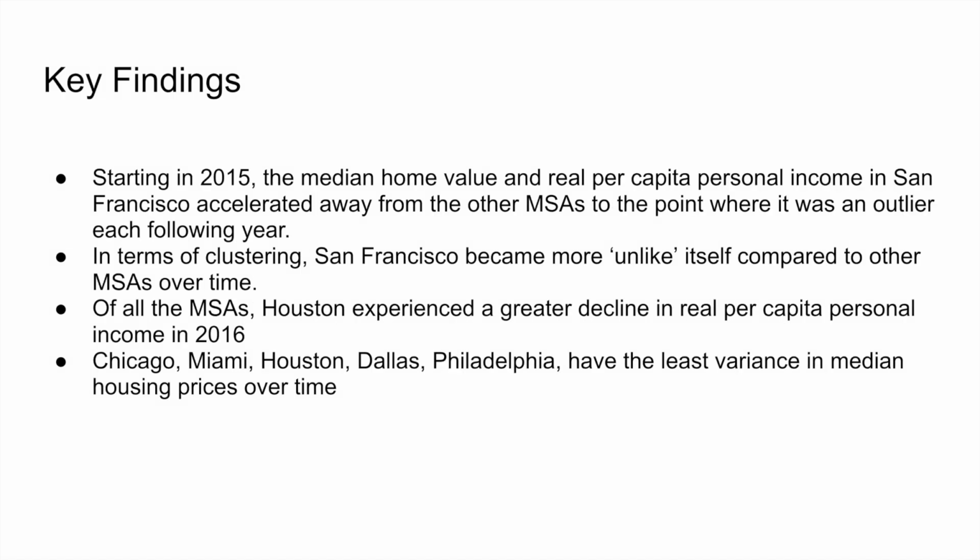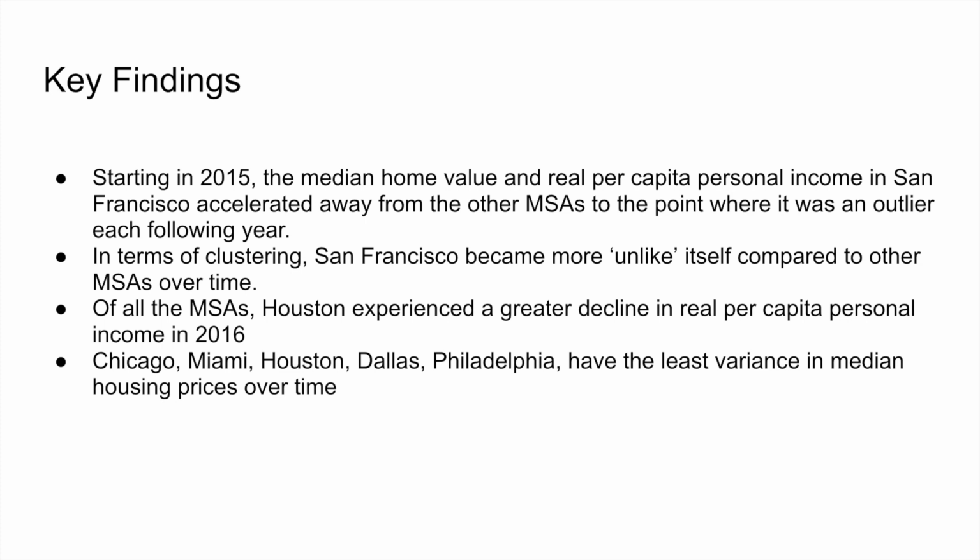We were able to have some key findings though. We found that in 2015, the median home value and real per capita personal income in San Francisco accelerated in a way that was different not only from the other MSAs' rate of increase, but from its own prior rates of increase. And it was an outlier for that year for both of those categories. The clustering that was noted in the Tableau video was another key finding.